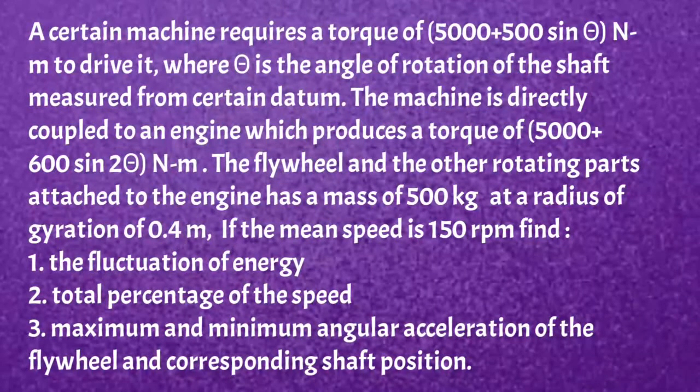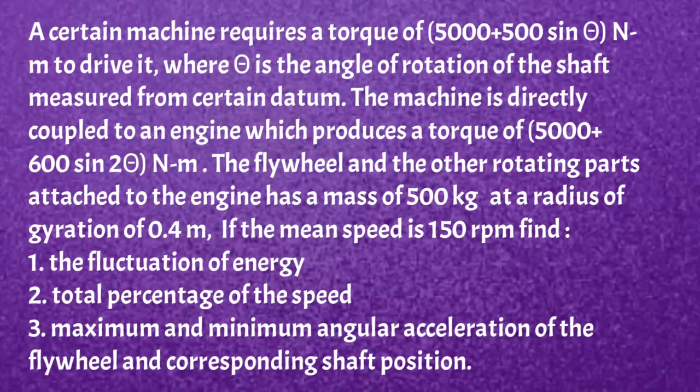A certain machine requires a torque of 5000 plus 500 sin theta Newton meter to drive it, where theta is the angle of rotation of shaft measured from certain datum. The machine is directly coupled to an engine which produces a torque of 5000 plus 600 sin 2 theta Newton meter. The flywheel and the other rotating parts attached to the engine has a mass of 500 kg at a radius of gyration of 0.4 meter.